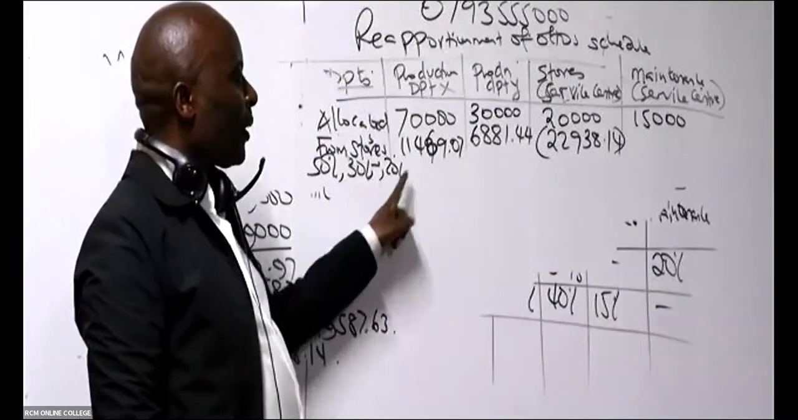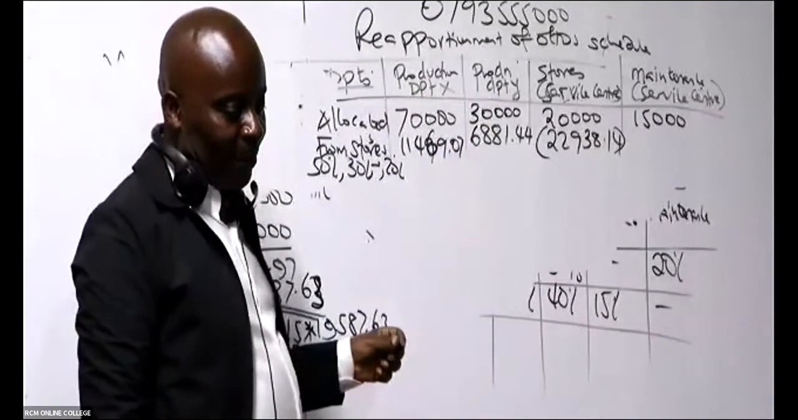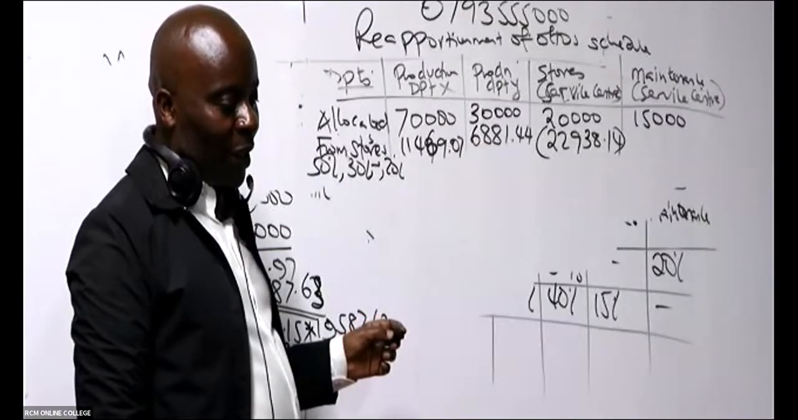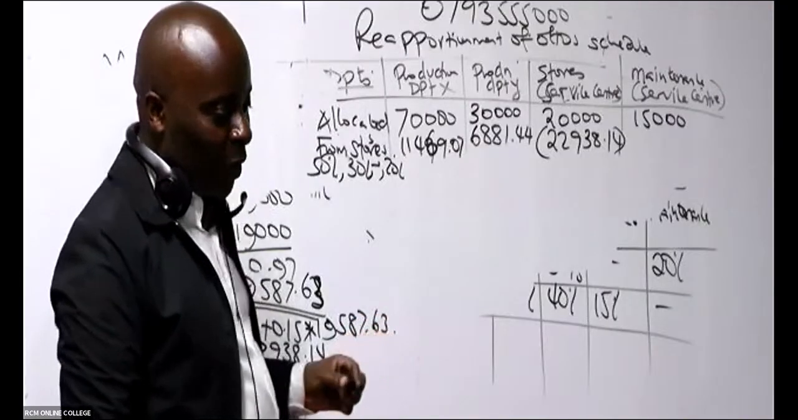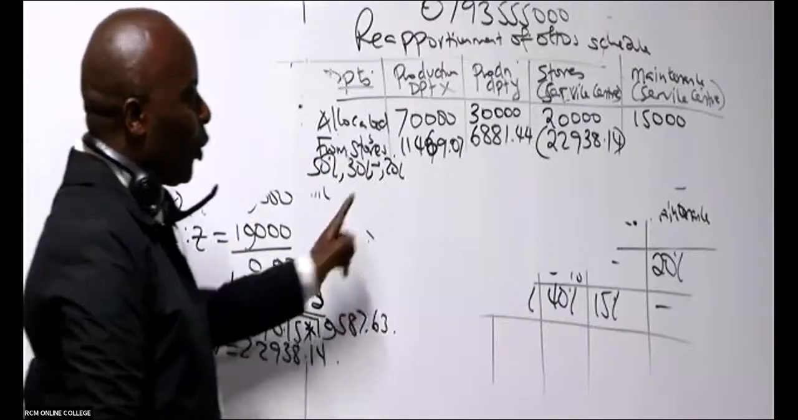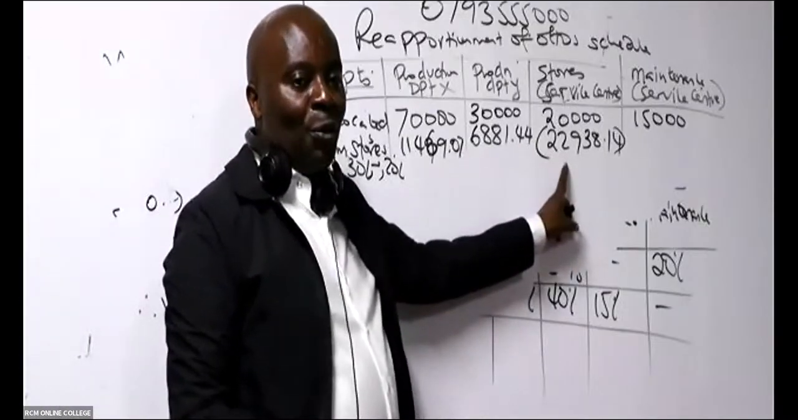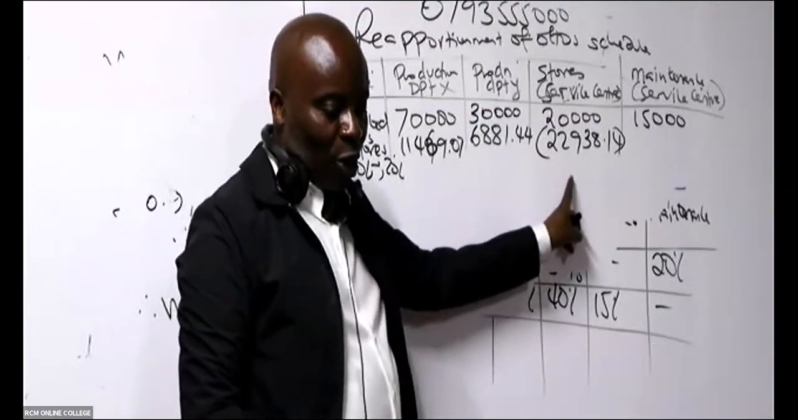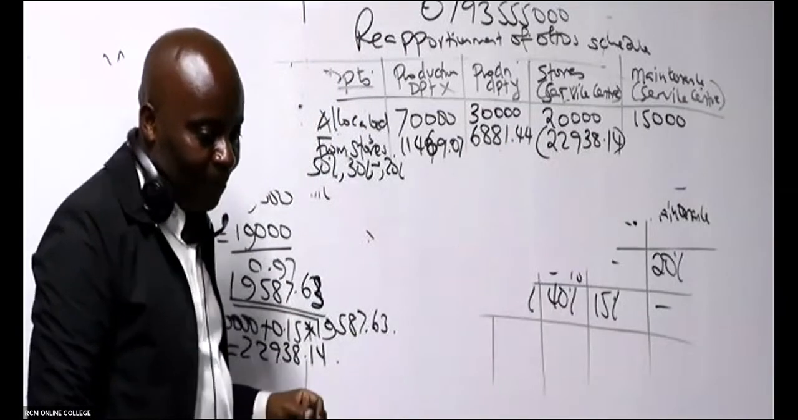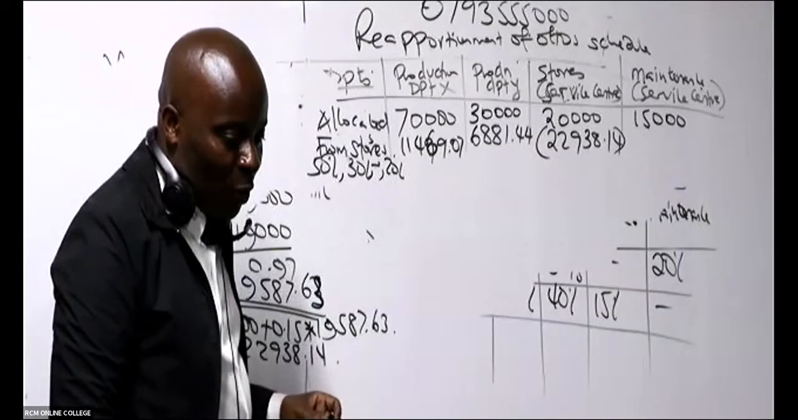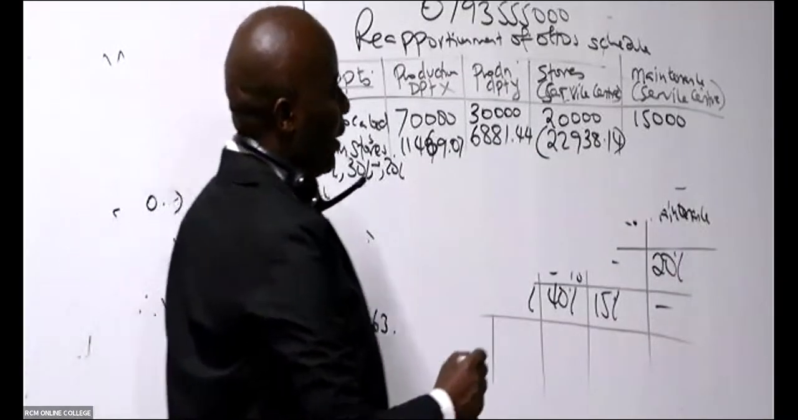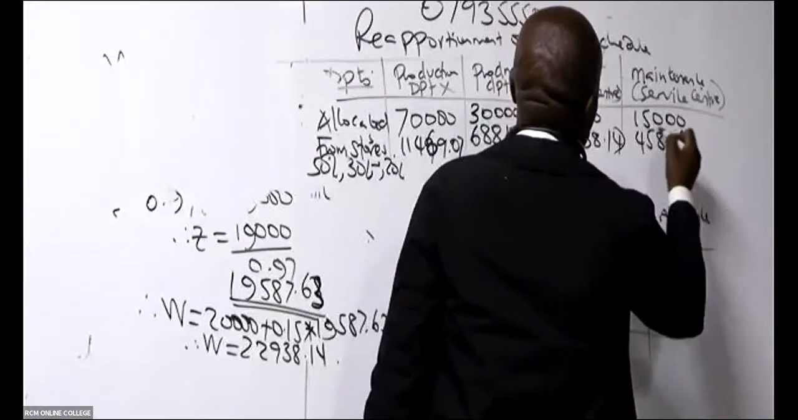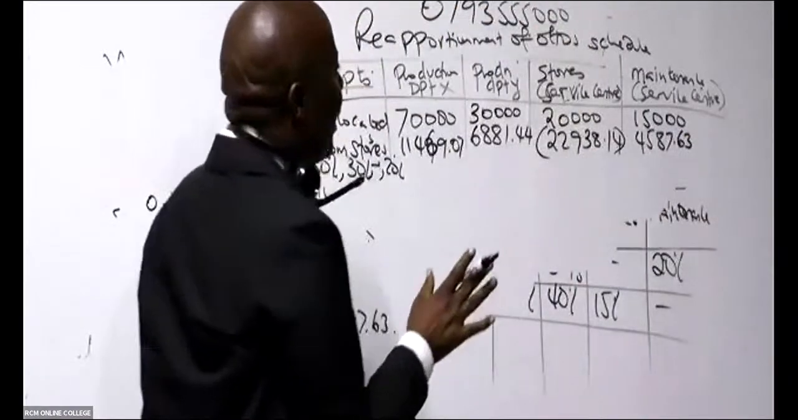So 20% will be for the last department. 20% of these that we are appropriating. 20% of this 22,930 something. So you're giving me a figure of 45,87.63. Have we finished reapportioning in this case?